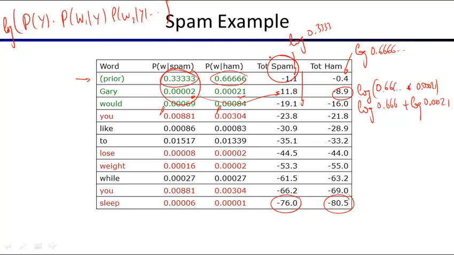Yes? Yes, you do. Oh, great question. So what if there's a word that you don't have a probability for? We'll see how to fix that. Right now, what would happen? It would go wrong, for sure.